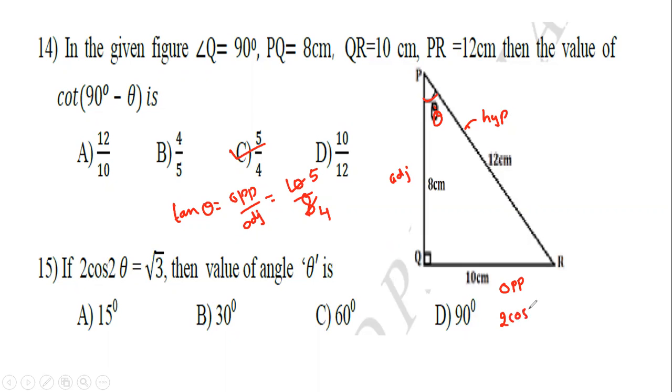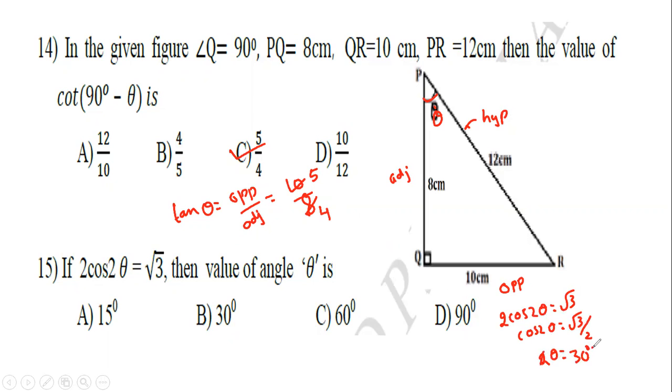2 cos 2 theta is equal to root 3. Cos 2 theta is equal to root 3 by 2. What is the angle whose cos is root 3 by 2? It is 30 degrees, is it right? So 2 theta is equal to 30 degrees.